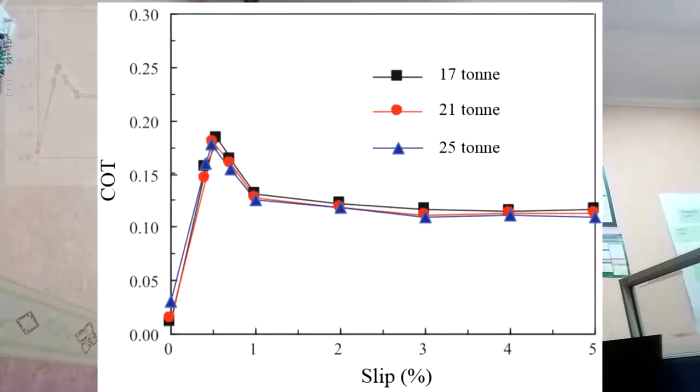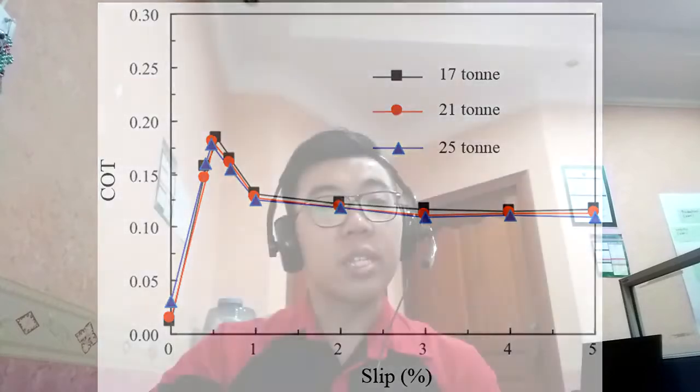From this figure, we can see that the axial load actually has very little influence on the coefficient of traction, as Wang has reported with 17 tons, 31 tons and 25 tons. The trends are similar with the increasing slip percentage, and the deviation across the three different axial loads is actually the same.